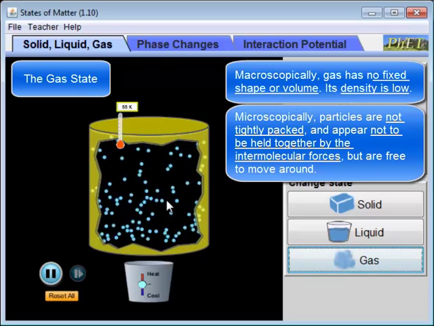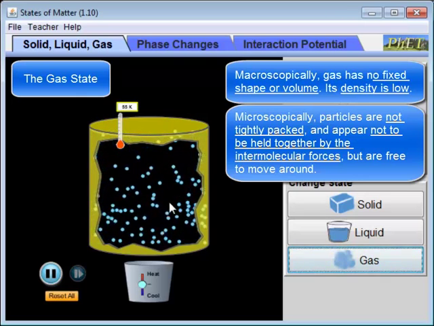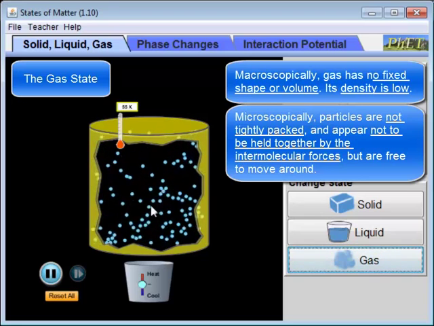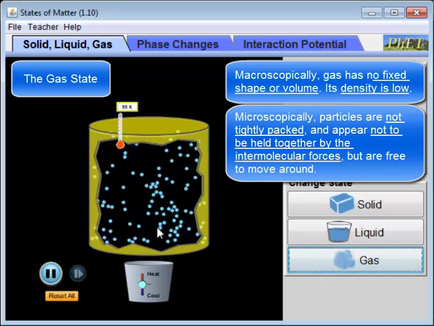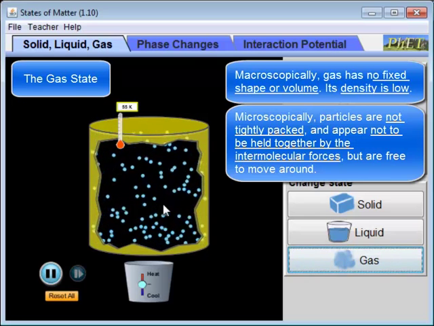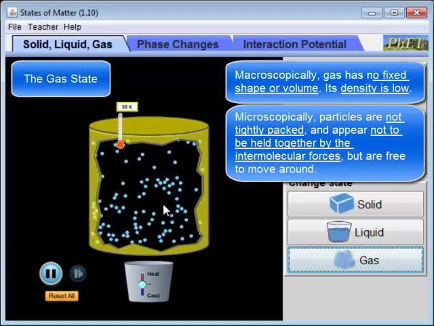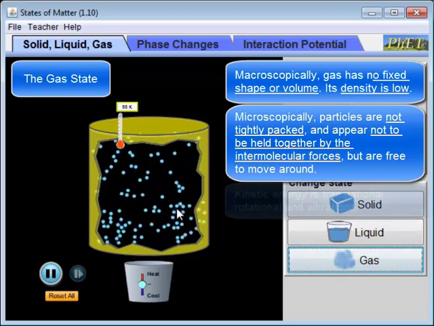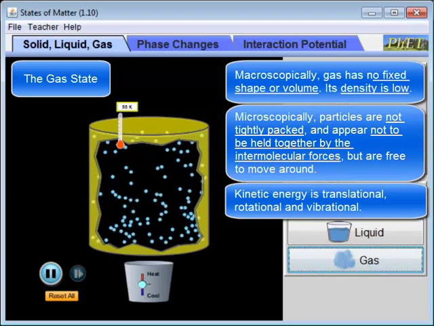Okay, the particles move around randomly, and they collide with each other and with the walls of the container that they're in. And the kinetic energy of the particles appears to be largely translational, so the particles are moving around within the container randomly.